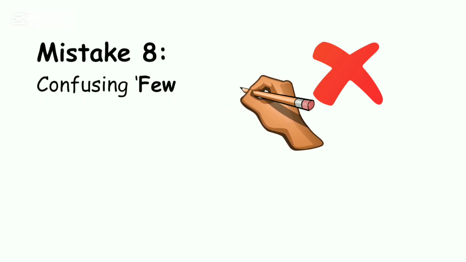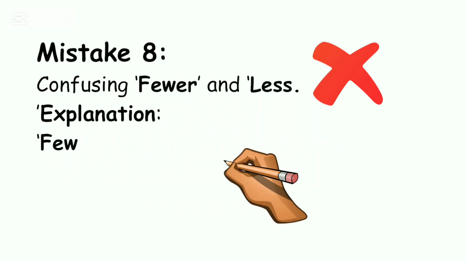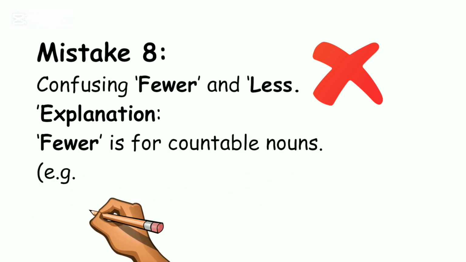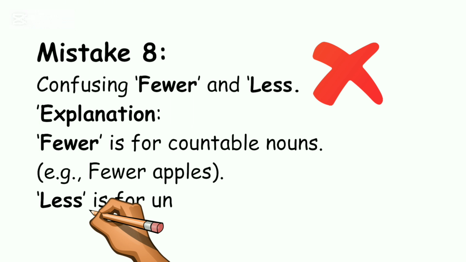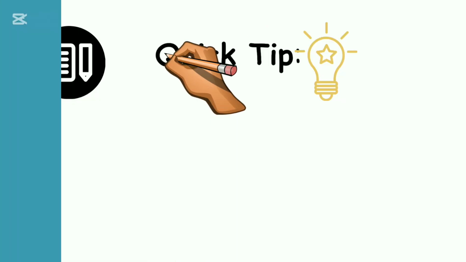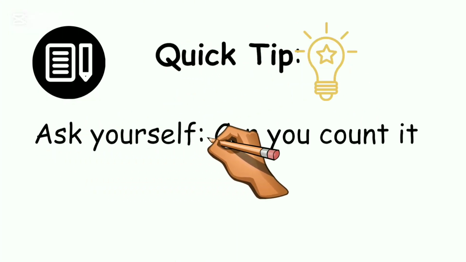Many people confuse fewer and less. Use fewer for countable nouns, like fewer apples, and less for uncountable nouns, like less water. A good way to remember is to ask yourself if the noun can be counted.